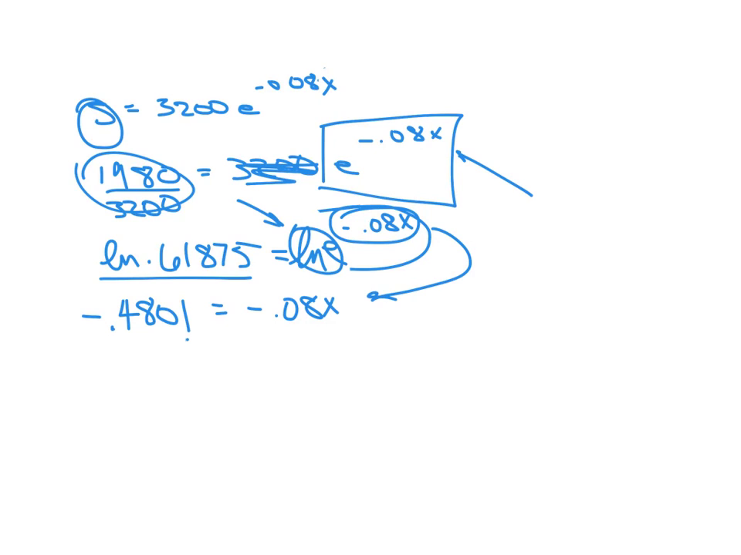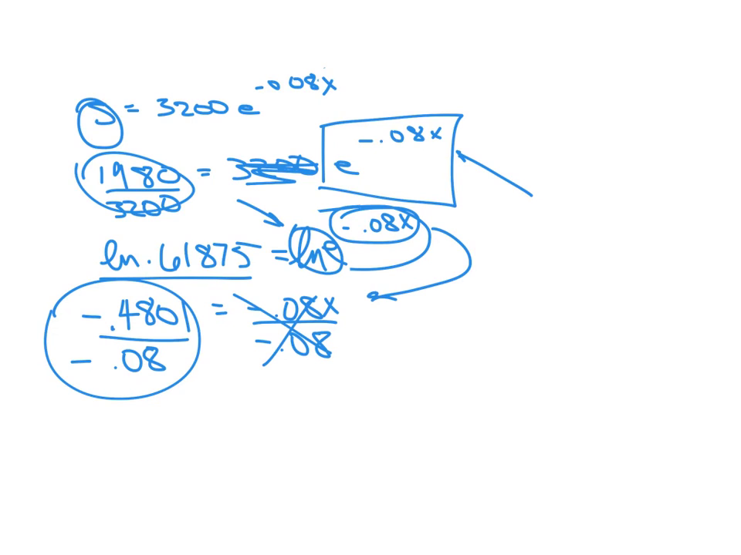Now we can just divide both sides by 0.08, or negative 0.08. Those cancel, and we're left with a positive number. When you divide that out, you get a number approximately 6. And that's how many days. All right, let's go to cost benefit, and then we'll call this section good to go.